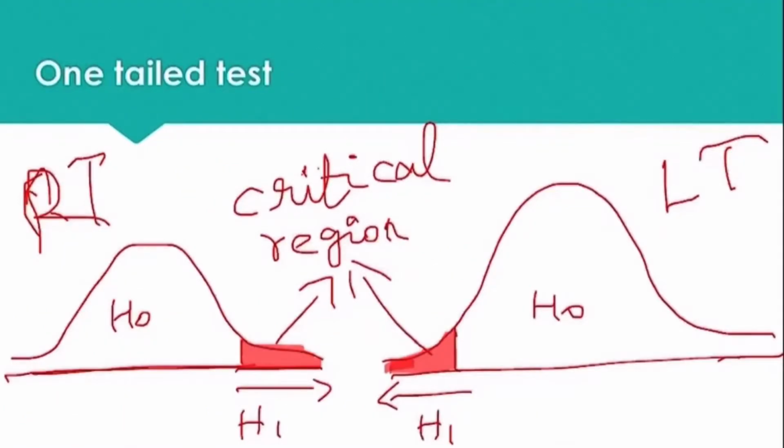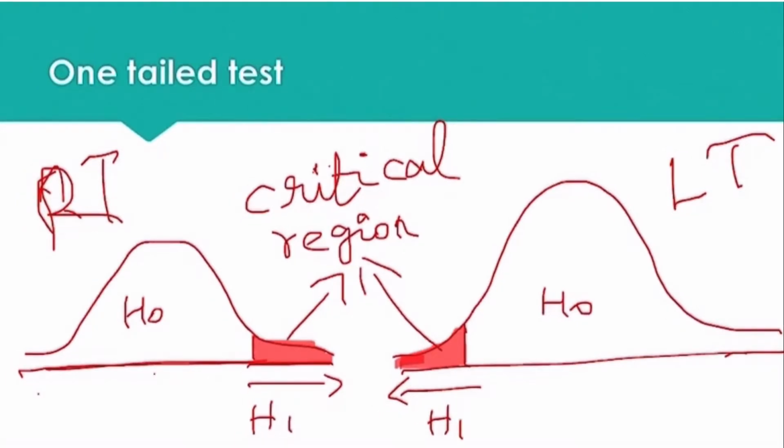Now we'll see what is right-tailed test and what is left-tailed test. If the critical region lies towards the extreme right of the distribution, the shaded area is the critical region. If this lies towards the extreme right of the distribution, then it's a right-tailed test. And if it lies towards the extreme left of the distribution, then it's a left-tailed test. Okay, now what is critical region? Critical region is also known as the rejection region because if the calculated test statistic falls under this area, then the null hypothesis will be rejected and the alternate hypothesis will be accepted. So this is the rejection region and the rest of the curve is acceptance region.